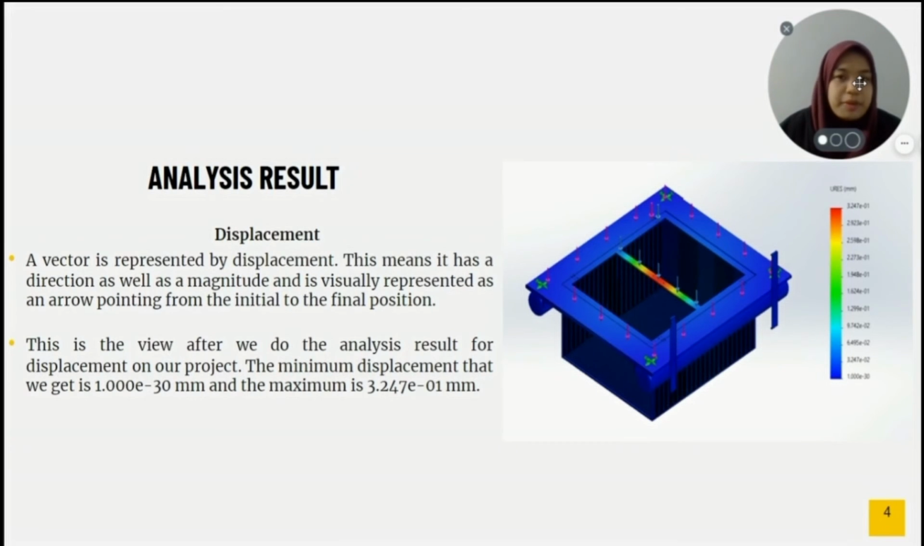Second is the displacement. A vector is represented by the displacement. This is the view after we do the analysis of the displacement under our project. The minimum displacement that we get is 1 to the power of negative 3 mm, and the maximum is 3.247 to the power of negative 1 mm.